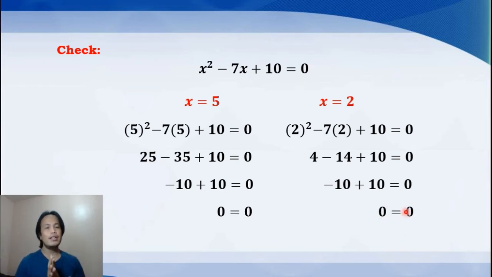So therefore, the values of x equals 5 and x equals 2 are correct because both values give us a balanced equation for the given quadratic equation. Okay, let's proceed to the next example.